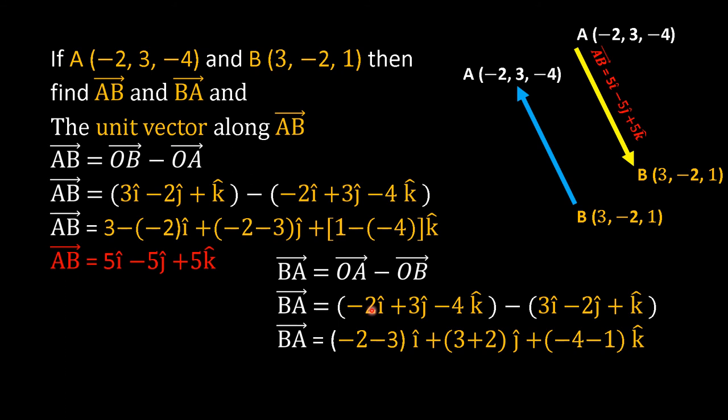Minus 2 minus 3, I cap, 3 minus of minus 2, that is 3 plus 2, j cap, minus 4 minus 1, k cap. So this will be minus 5 I cap, this will be 5 j cap, and this will be minus 5 k cap. So BA bar will be minus 5 I cap plus 5 j cap minus 5 k cap, which is this vector.